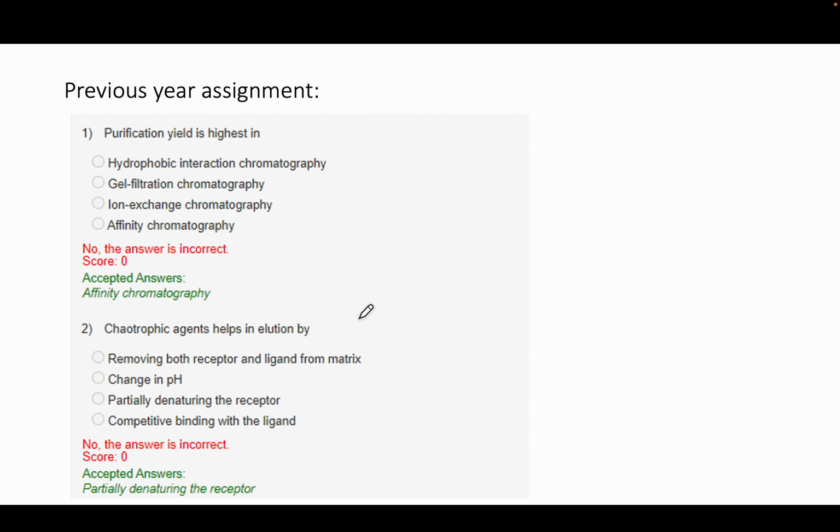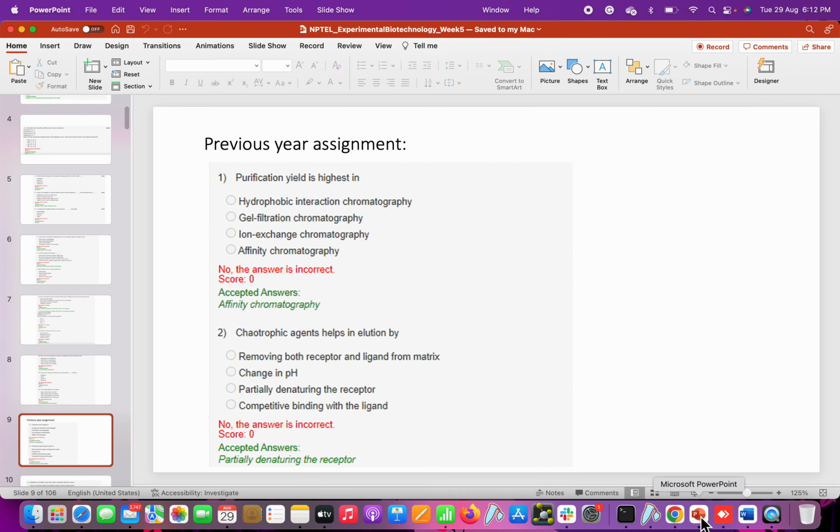Now we'll go over some previous year assignments so that it will be easier for you to solve this year's recent assignment which you have to submit.